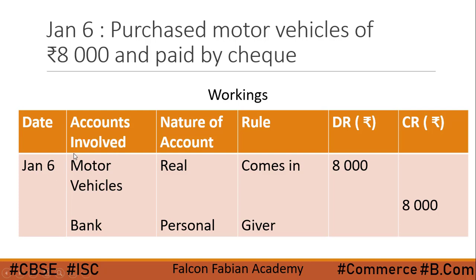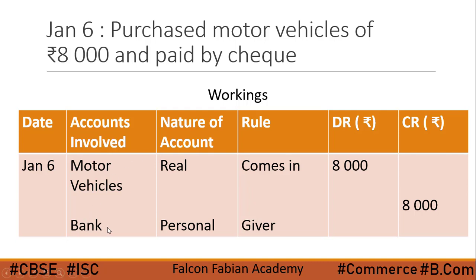So where you had done the workings for the previous transaction, in the same table you would continue. You would leave a line and then you will fill up these values. So January 6 is the date. The two accounts involved are motor vehicles and bank. Now motor vehicles is an asset for the business. So the rule for real account is going to be applied to motor vehicles, and motor vehicle is coming in the business, and the rule is debit what comes in. Therefore, motor vehicles account would be debited by 8,000.